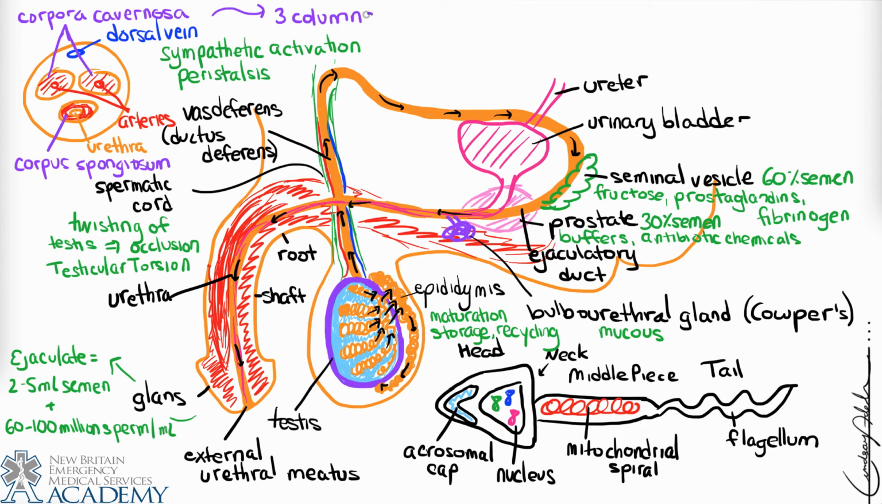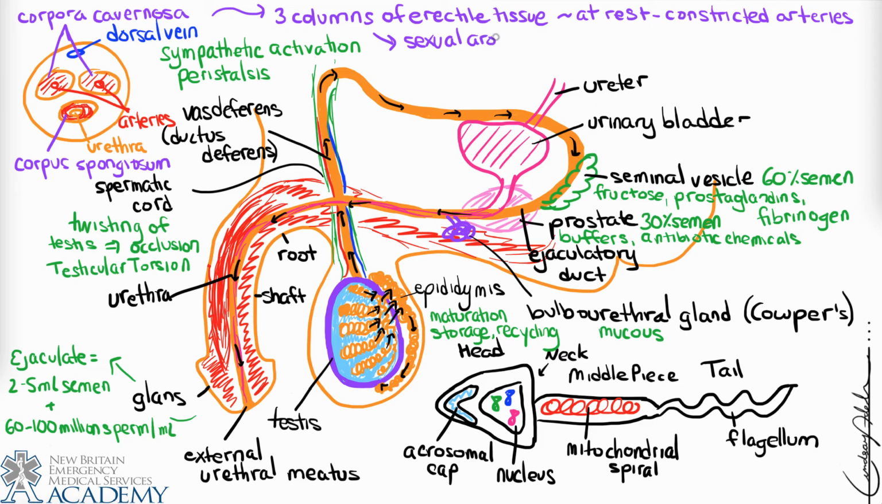Among these 3 columns of erectile tissue, normally at rest, the arteries are constricted, so there is limited blood flow to the penis, and it remains flaccid. But upon sexual arousal and subsequent stimulation, it's parasympathetic innervation that's responsible for erection. I just want to mention how this happens.